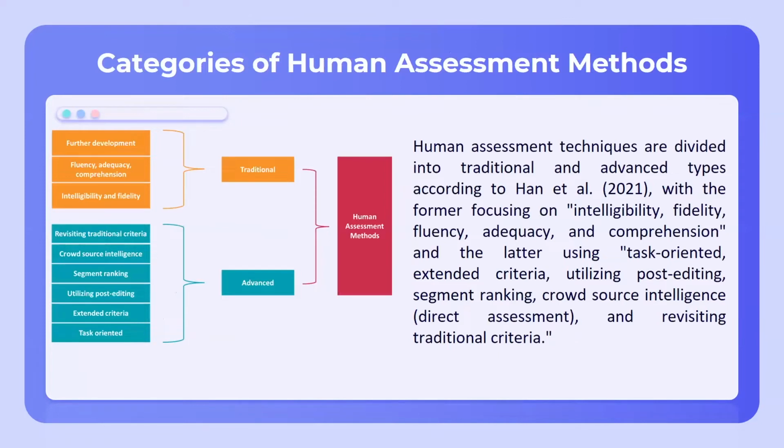And human assessment methods could be divided into traditional types and advanced types. The traditional types focus on intelligibility, fidelity, fluency, adequacy, and comprehension. And the latter will use text-oriented extended criteria to utilize post-editing, segment ranking, crowdsourced intelligence, and it will also revisit traditional criteria.